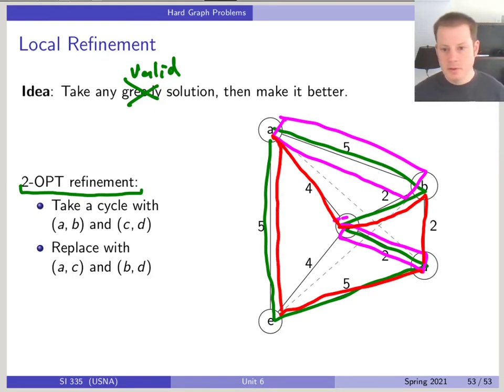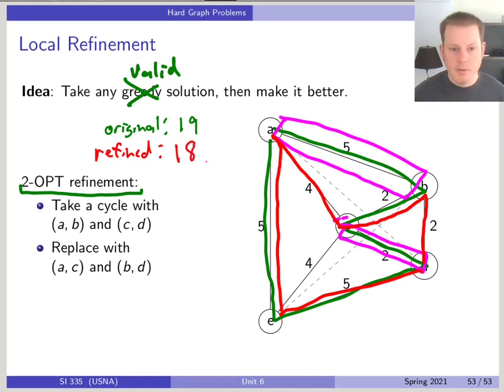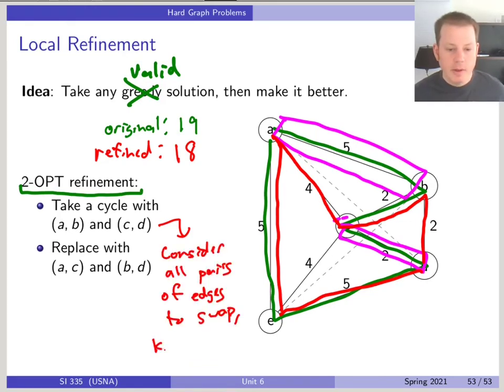original green two edges. And so what we have is that the original was 5 plus 5 plus 5 plus 2 plus 2. So the green edges add up to 19. And the refined one ends up being 5 plus 5 plus 2 plus 2 plus 4, which is the optimum of 18 in this graph. And so what you do with this kind of refinement is you consider any pair and then keep going until you can't make any more improvements.